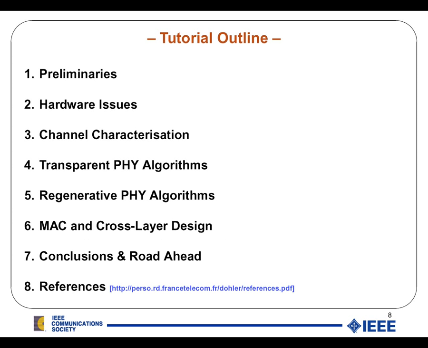I will start with some preliminaries. We will move on to hardware issues where I'll explain what kind of topologies and architectures are feasible from a hardware point of view. We then discuss channel characterization because, as it turns out, the wireless channel is very different from a traditional point-to-point channel. We then discuss transparent and regenerative physical layer algorithms. I've split both because both contain a lot of material, so we will talk about these separately. In the 6th topic, we'll talk about medium access control and cross-layer design, and finally we will conclude and give some ideas on the road ahead.